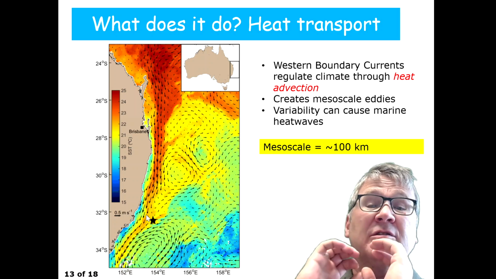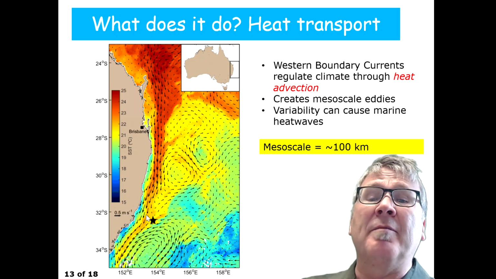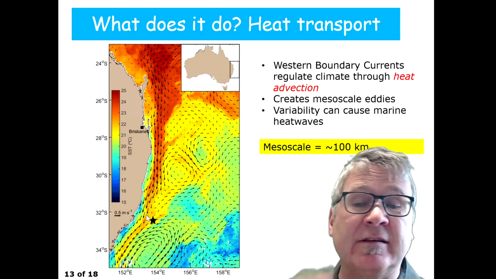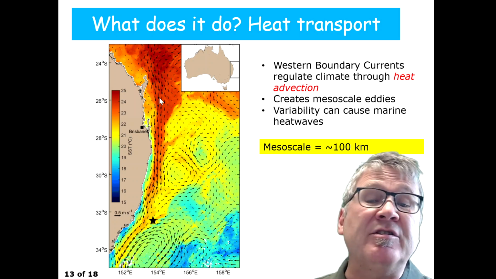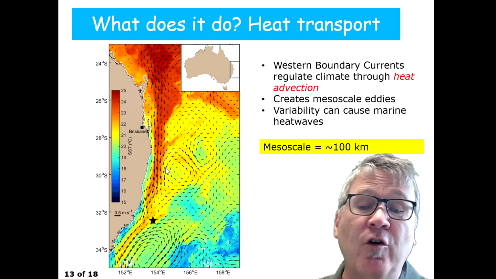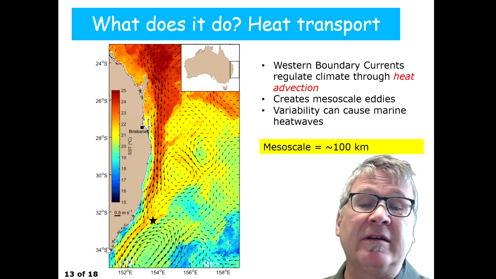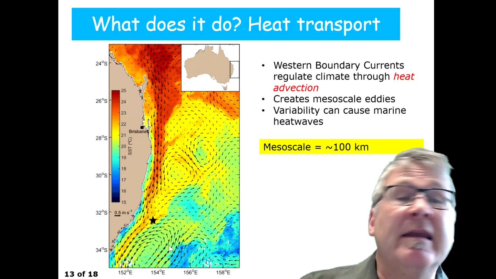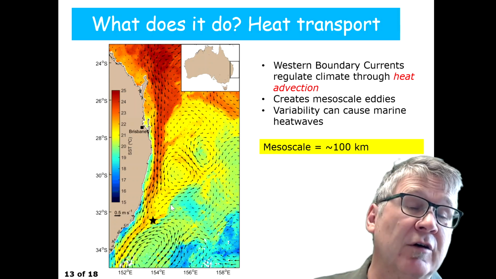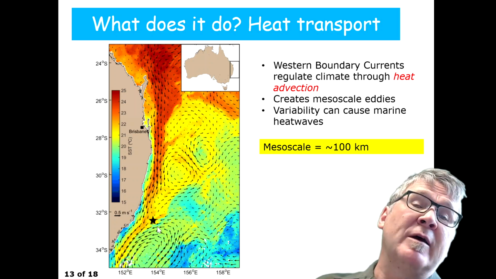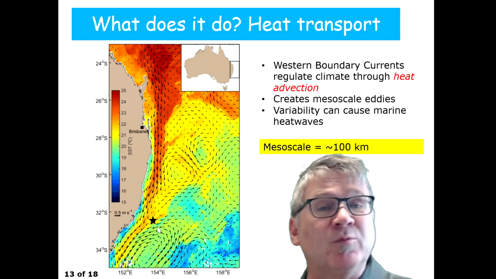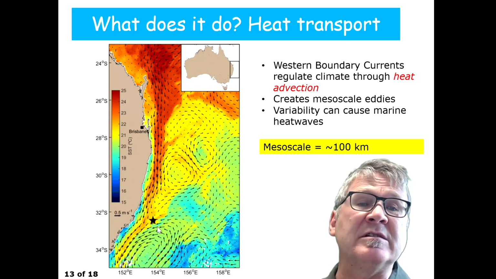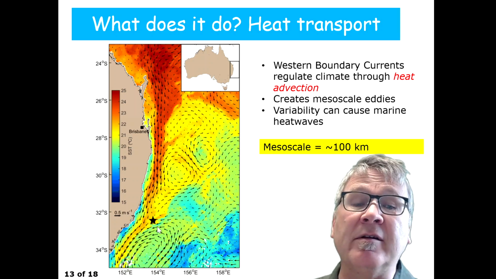Now, the variability of these western boundary currents can also cause marine heat waves. So you can just look at this example here and imagine that you move this red water further to the south, and you can create significant marine heat waves in an area further to the south, with events where the temperature is 3 or 4 degrees warmer than usual. And indeed, this can have dramatic consequences for the marine environment.